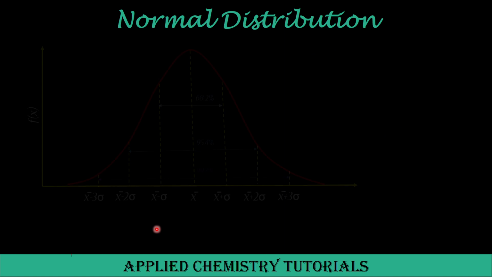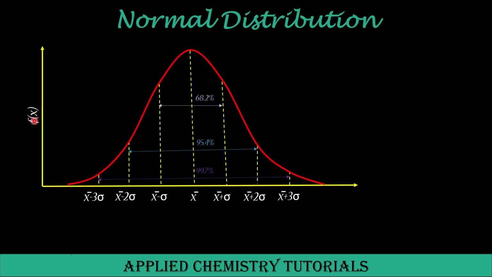Now let us talk about the normal distribution. Here we plotted the probability distribution function f(x) versus the mean x bar, which is given as the topmost point, and then we added the standard deviation to it: x bar plus sigma, x bar plus 2 sigma, and x bar plus 3 sigma. In the other direction we have subtracted the standard deviation from the mean: x bar minus sigma, x bar minus 2 sigma, and x bar minus 3 sigma.